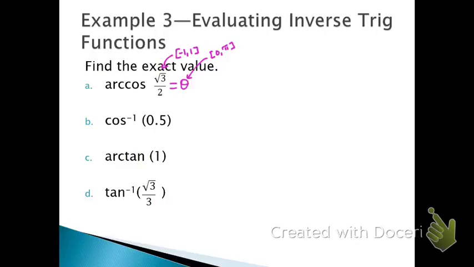So remember, this means that cosine of theta is equal to the square root of 3 over 2. Well, what is cosine in terms of x, y, and r? x over r. But this tells me r is 2, and we can't have that on our unit circle. And that's the only way we know to find exact values.